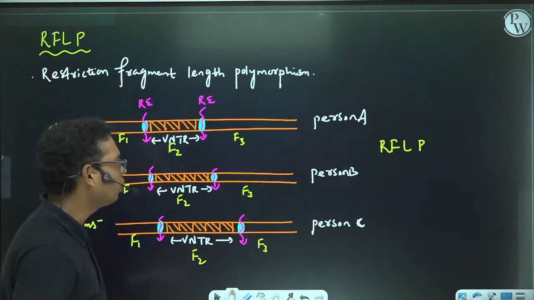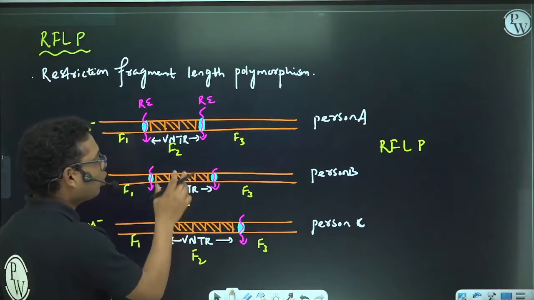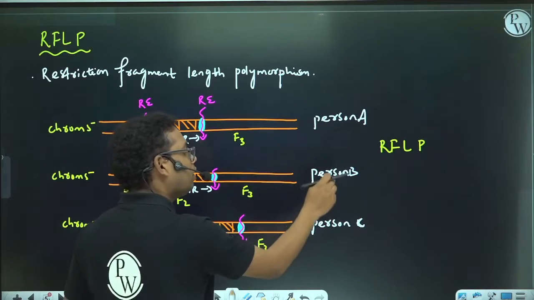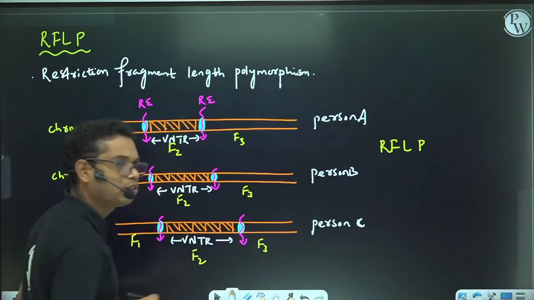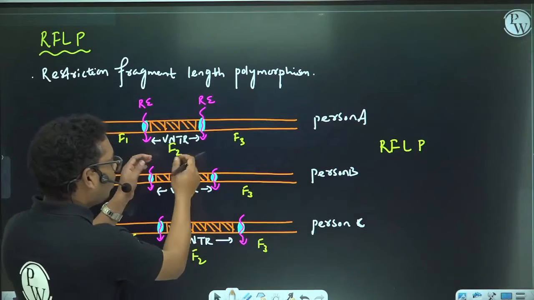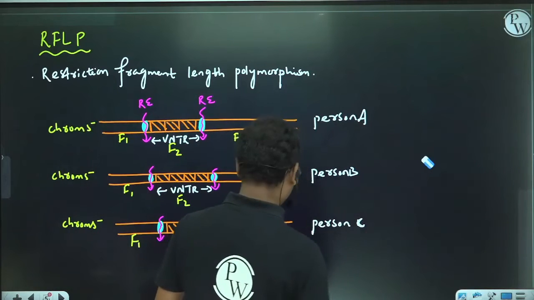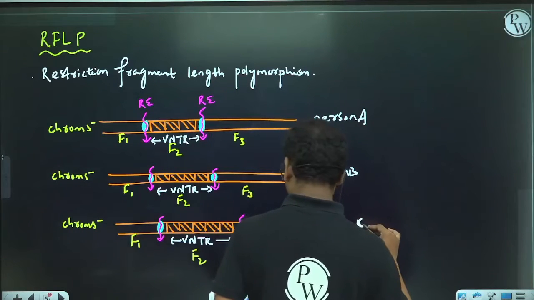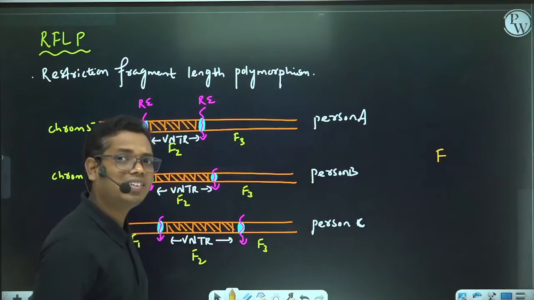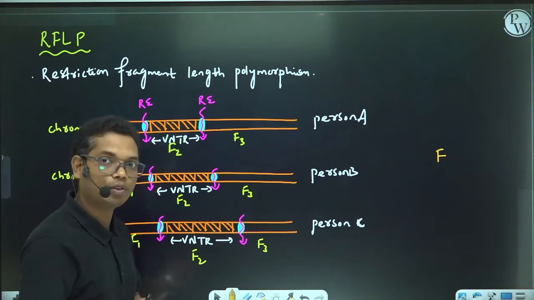But if I talk about the length, not the sequence, I'm talking about the length of fragment 2 obtained from persons A, B, and C, they will vary from each other. So here I'm obtaining the fragments, and these fragments are obtained after the cutting of the DNA molecules.